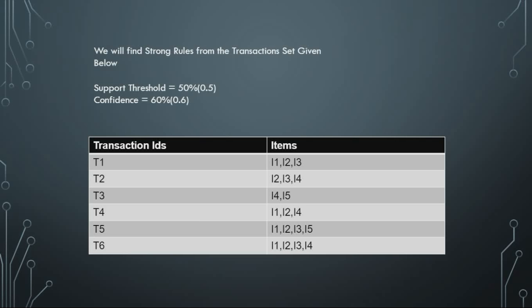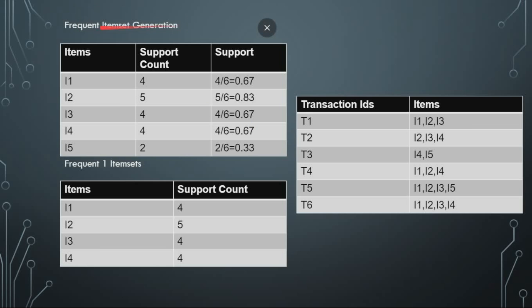Here we hope to find strong rules from the transaction set given below. We are considering the minimum support, or min sup, to be 50%, that is 0.5, and the minimum confidence, or min conf, to be 60%, that is 0.6. That right here is our data set on which we'll work. So first we will generate frequent one item sets.